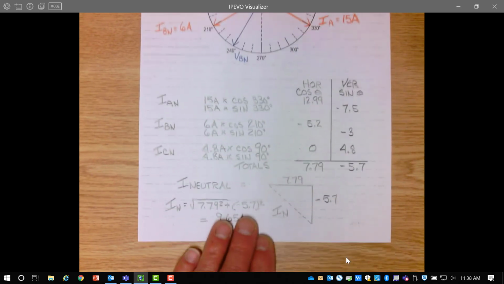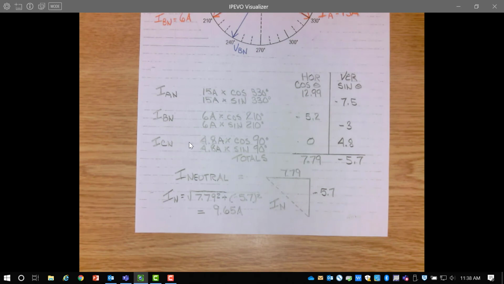Once we have that, we simply draw a triangle where the horizontal side is our total of 7.79 horizontal. Our vertical side is a total of minus 5.7. And when we know these two sides, we can use Pythagoras' theorem to find the neutral current. And that current comes out to 9.65 amps.